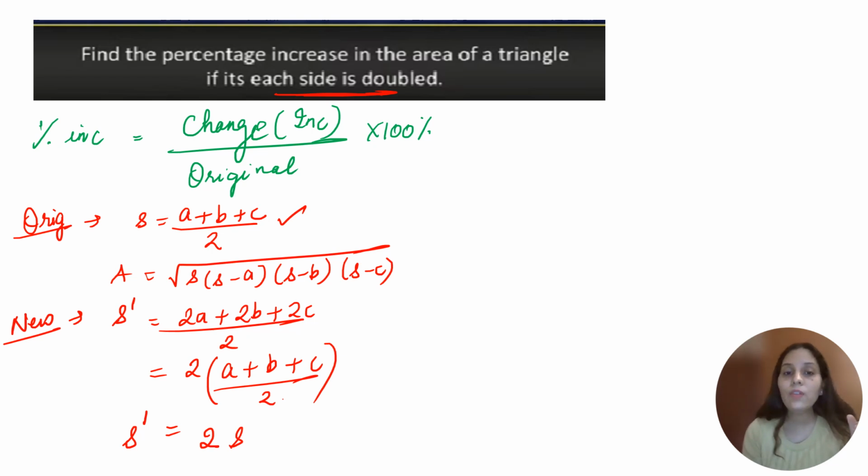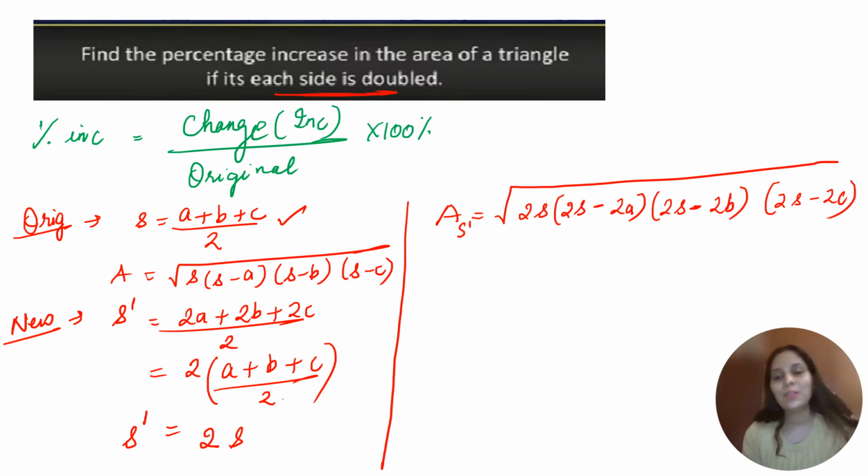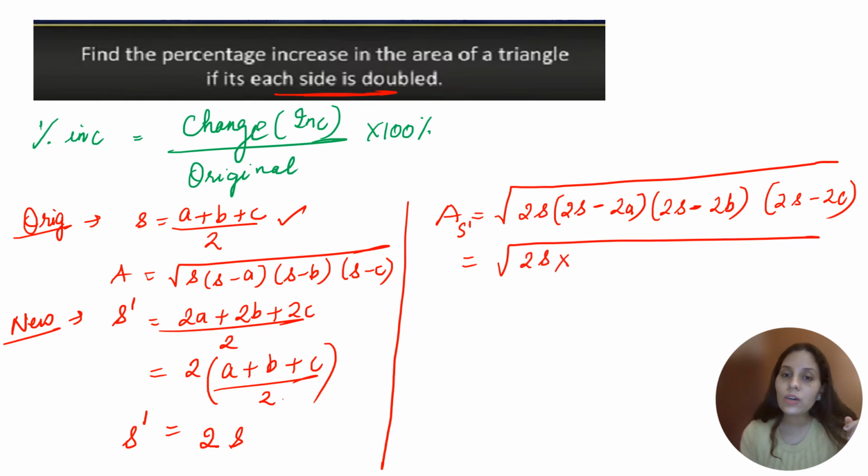Now, here we need to find the area. What is area? Area of S dash, okay? Root over S into, S is what? 2S into (S minus A), sides are doubled, so (2S minus 2A) into (2S minus 2B) into (2S minus 2C). Now, so here, how many 2's are there? Look here. 2S into, here I'll take out 2 common, (S minus A), into here also I'll take out 2 common, (S minus B), here also I'll take 2 common, (S minus C).